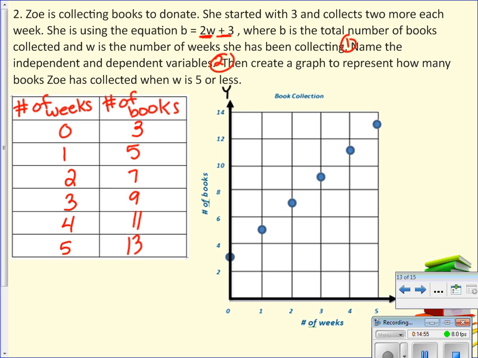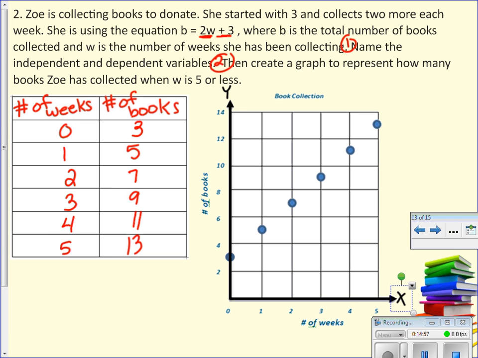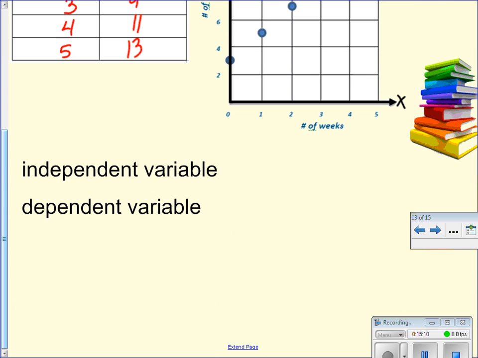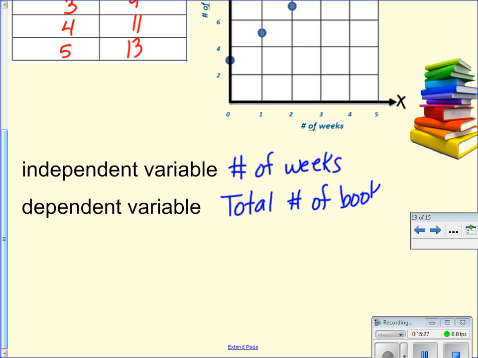Make sure you have your X. Make sure you have your Y. Make sure you have your 3 titles. Questions on this? All right, what's our independent variable? What's our independent variable? And our dependent variable. And they already gave us the equation, which was nice of them.